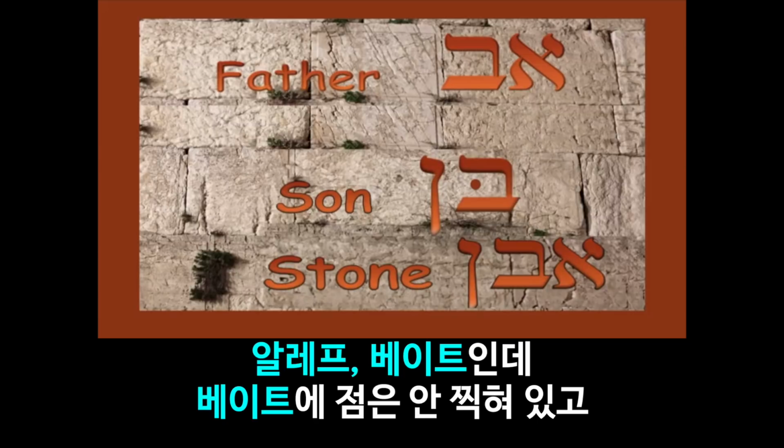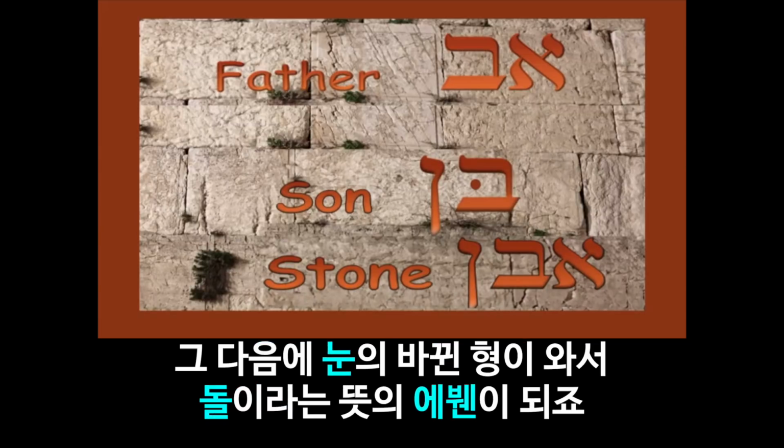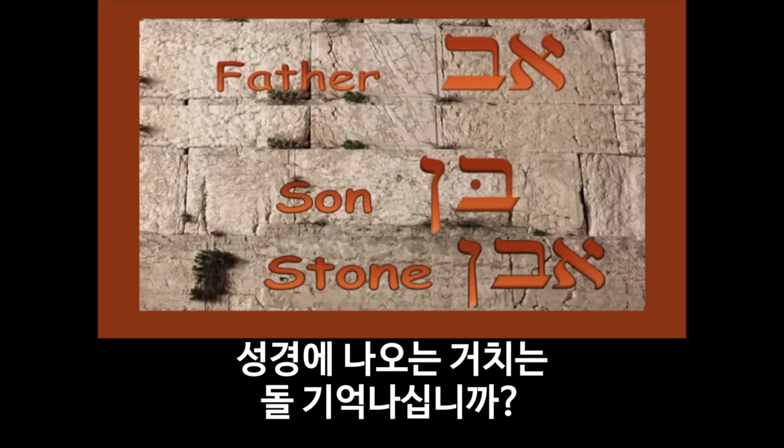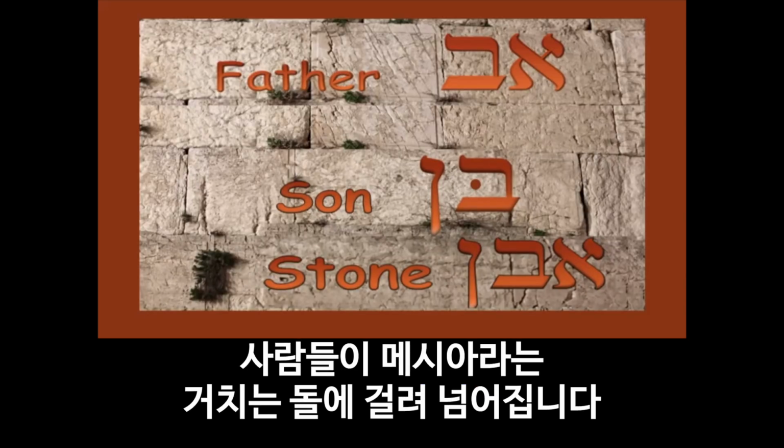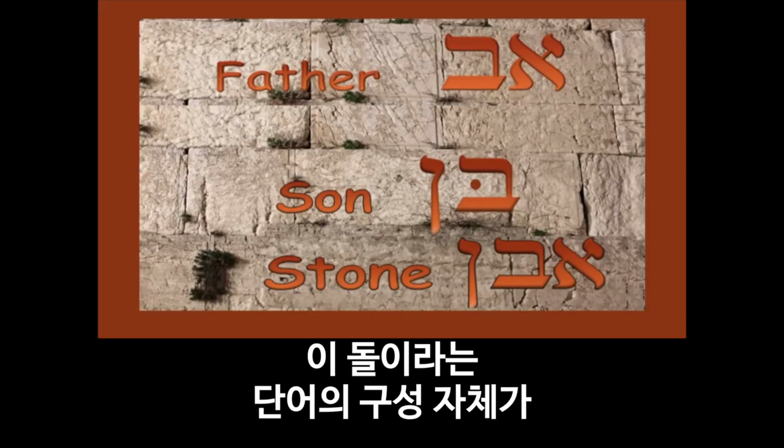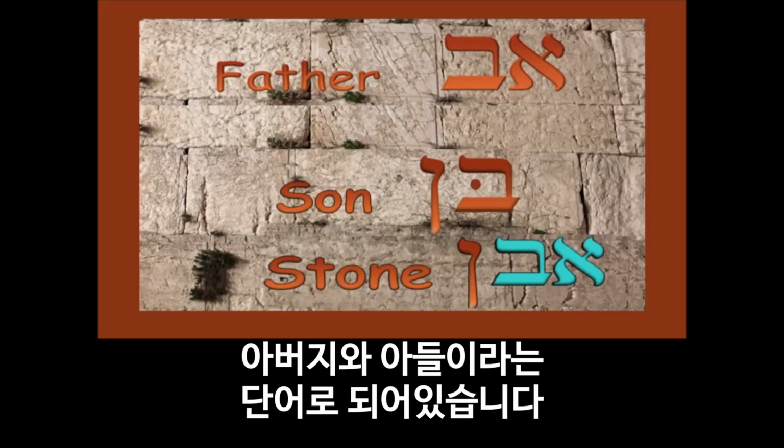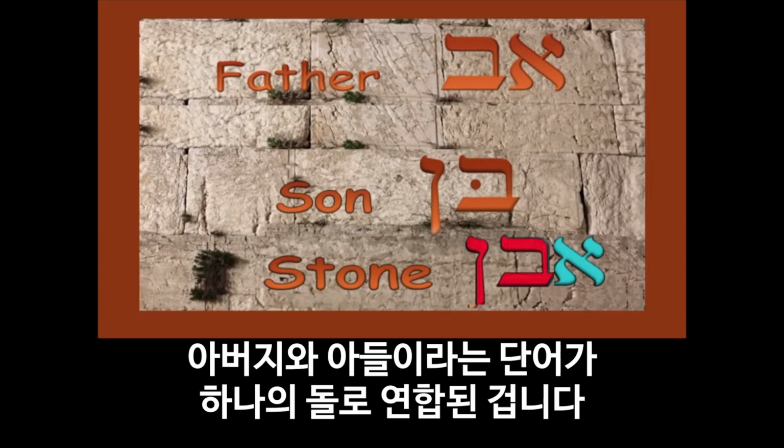Here you have the Aleph Bet, Ev. There's no vowel in the middle of the bet. And the final noon, stone. Well, remember the Bible talks about a stumbling stone that people stumble over? Messiah is the stumbling stone, right? Well, look at the very Hebrew word for stone. It's made up of the word father and the word son. The very word stone is a stone that's made up of the Father and the Son as one stone.